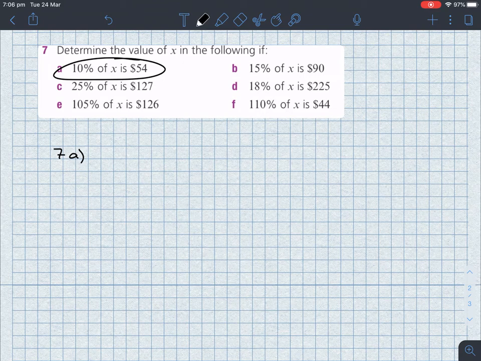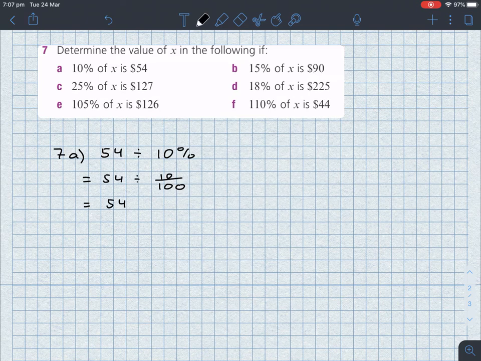10% of X. Now, X just means some amount that we don't know. So 10% of the original amount is $54. So $54 divided by that percentage, divided by 10%, means that in our calculator we do 54 divided by 10 out of 100, and that will give us 540. And again, this whole question is talking about money, so we put a dollar sign in front of our last answer.